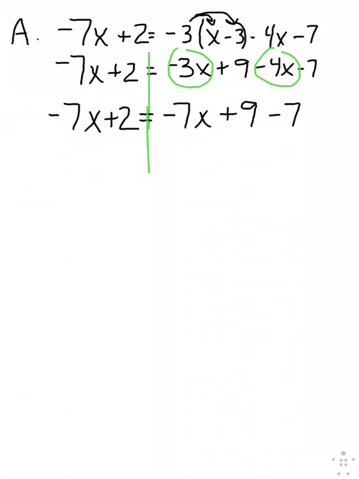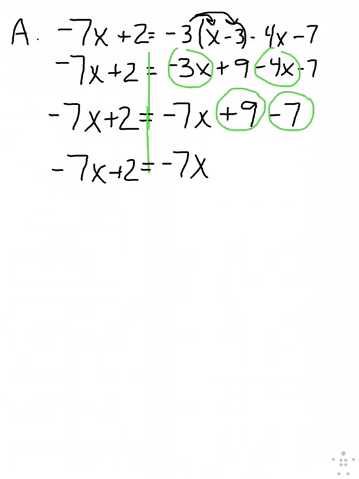Still combining like terms. I combine the 9 and the 7. They are on the same side, so everything stays the same. 9 minus 7 is 2. Negative 7x plus 2 equals negative 7x plus 2. Those match. They have the same thing on both sides, and so that is an infinite solution. A is wrong.